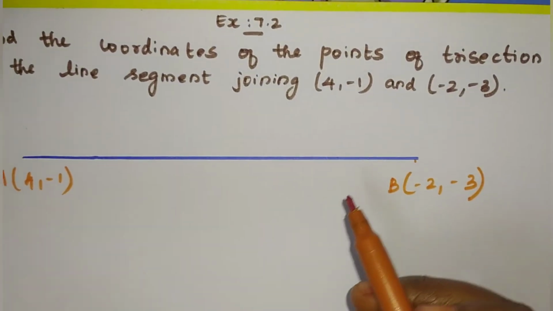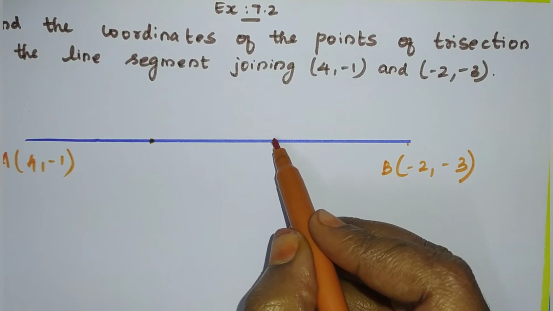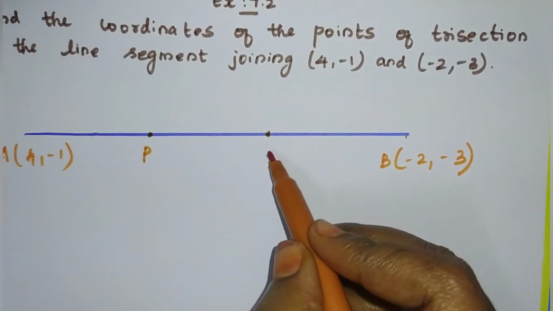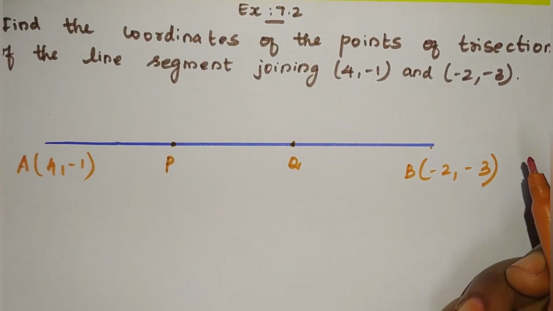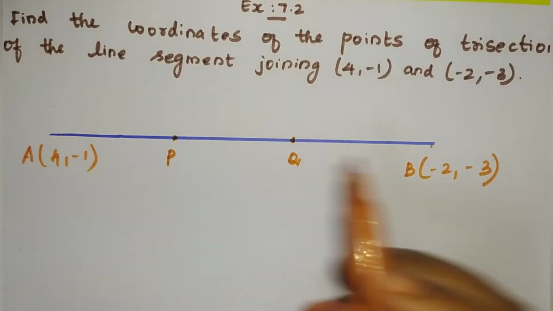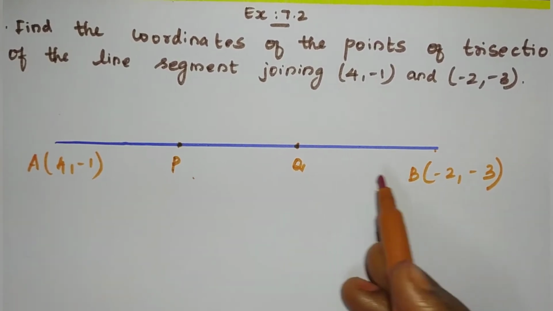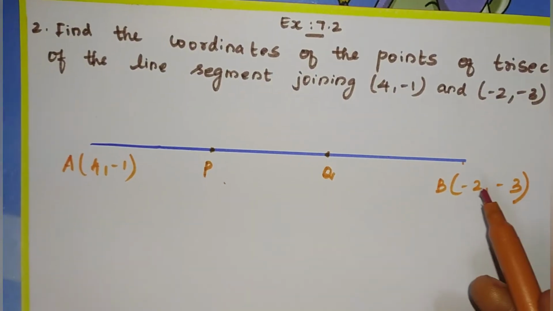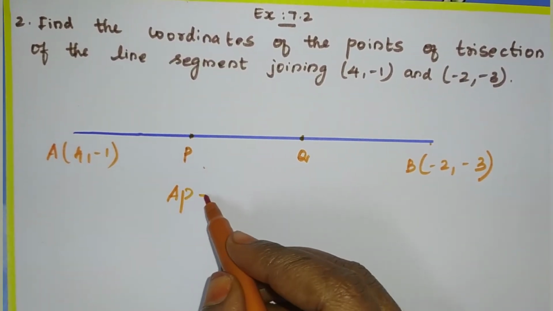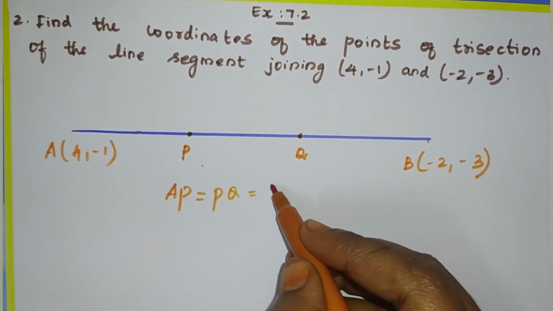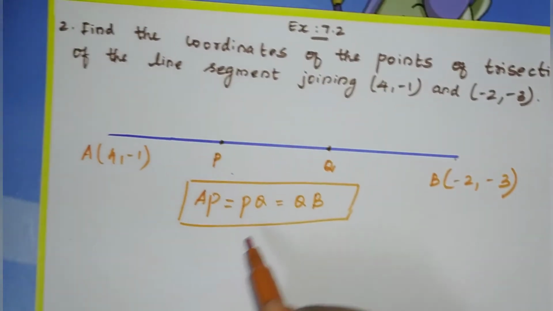So trisection, you are going to divide this into 3 parts. So one is P and another one is Q. Okay, since this is trisection, AP is equal to PQ is equal to QB. Everything is equal. Trisection, it is divided equally. So we can tell that AP is equal to PQ is equal to QB. Clear children? Is there any doubt in this? Trisection, you are going to divide equally.